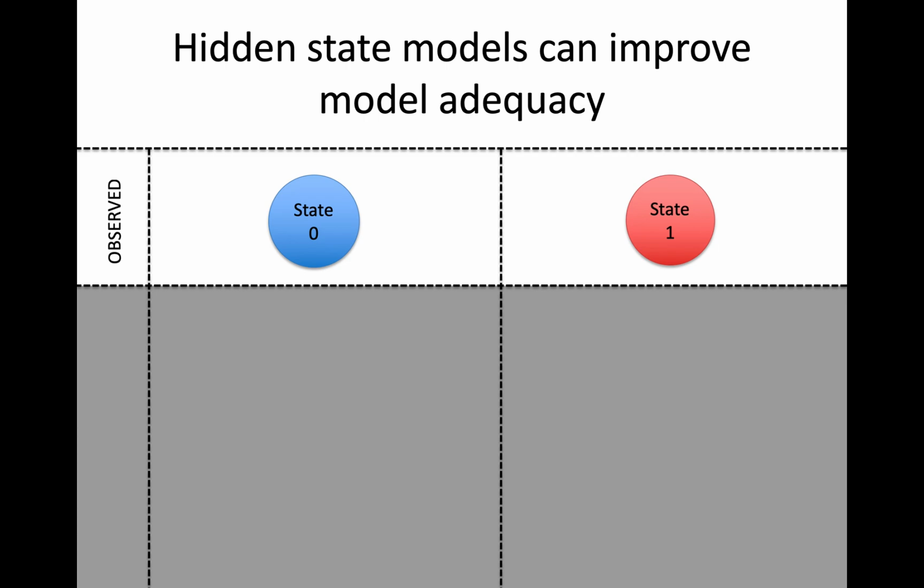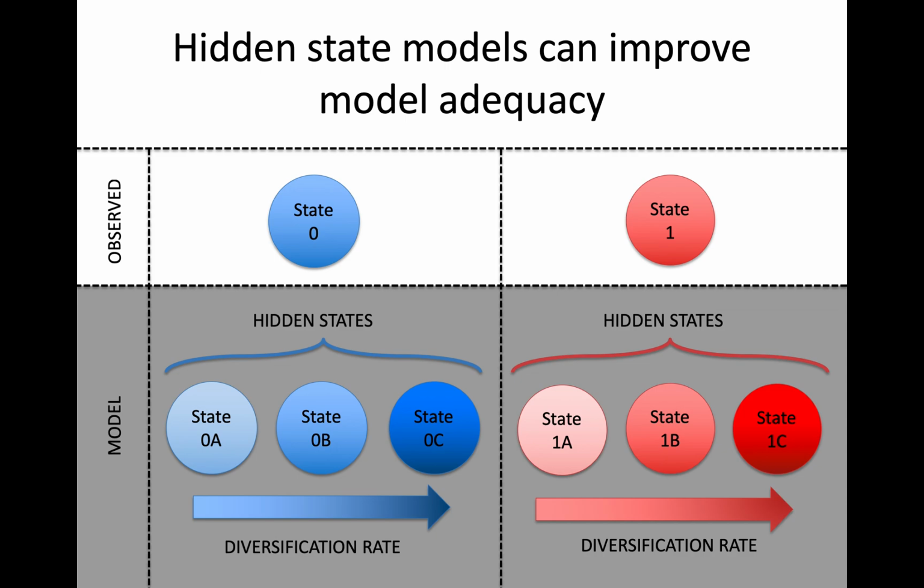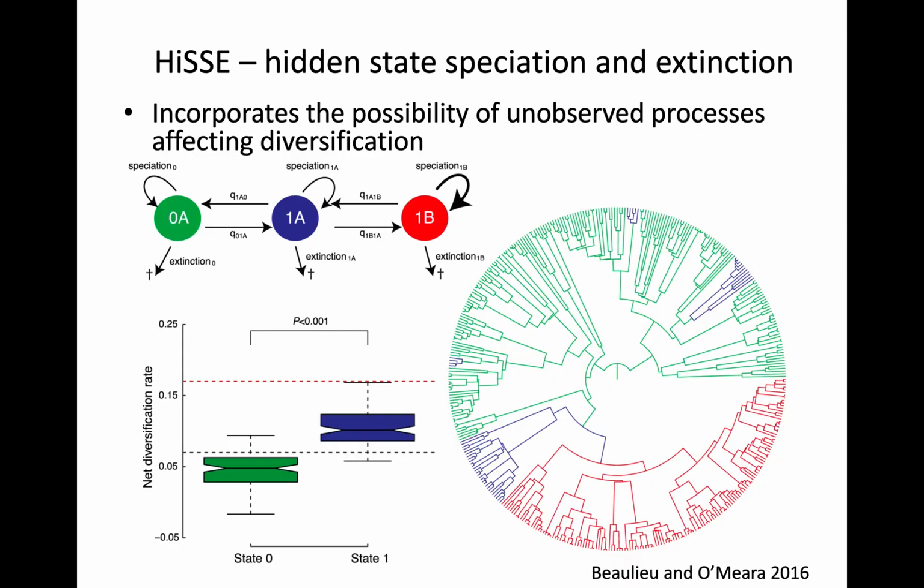We can interrogate that a bit more adequately using what are called hidden states. So here again we have our states 0 and 1, but within those states there could be a whole spectrum potentially of rates, or maybe multiple rate classes, like class A, B, and C in state 0 and A, B, and C in state 1, which are kind of hidden from the outset, but that would accommodate multiple diversification rates spread out across our tree. So how does that work? Basically the box plots on the left illustrate this. We have within state 0 a spread in the net diversification rate, and also within state 1.